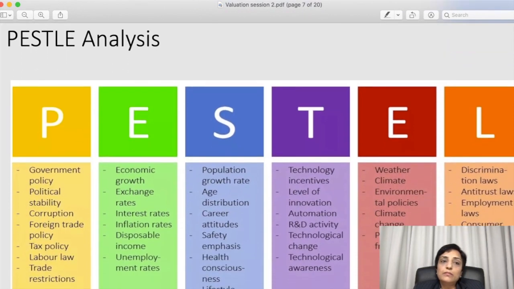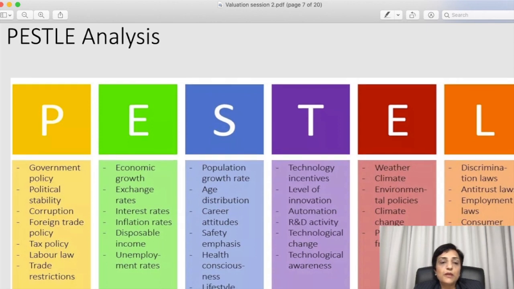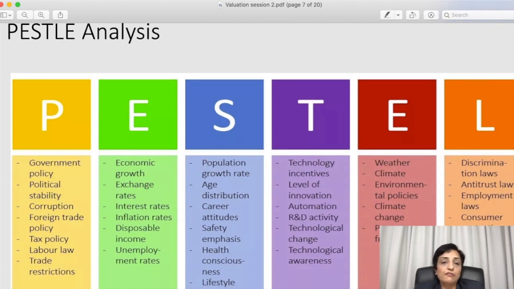Okay, next analysis is PESTEL analysis. So what does PESTEL stand for? P is for political, E for economic, S for social, T for technology, E for environment, and L for legal.